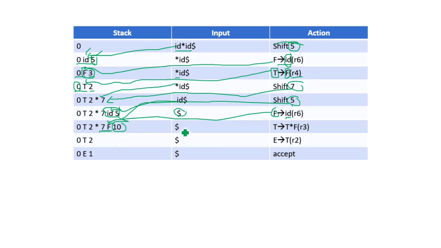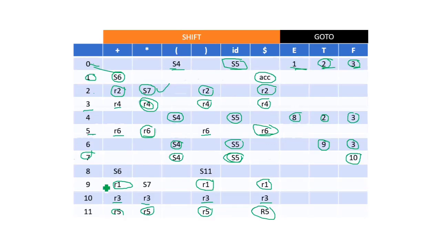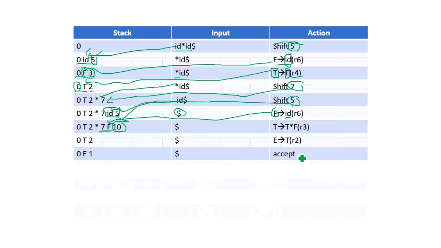Now 10 is on the left side, dollar is on the right side. So 10 comma dollar in the table is R3. So 10 is here and dollar is here. R3 means T tends to T star F is the production. So we have 3 elements on the right side of the production, then pop 6 elements from the stack. So what will go off? 10 will go off, F will go off, 7 will go off, star will go off, 2 will go off, and T will go off.